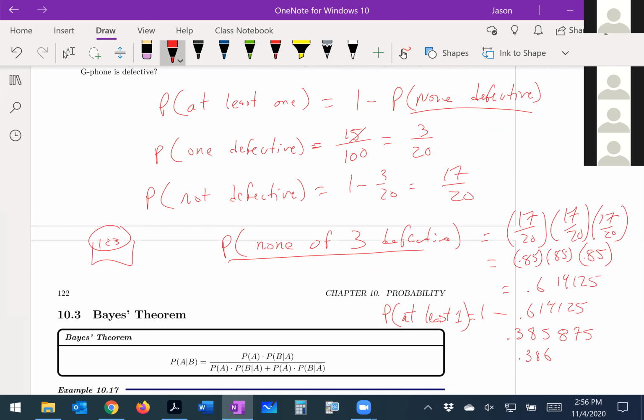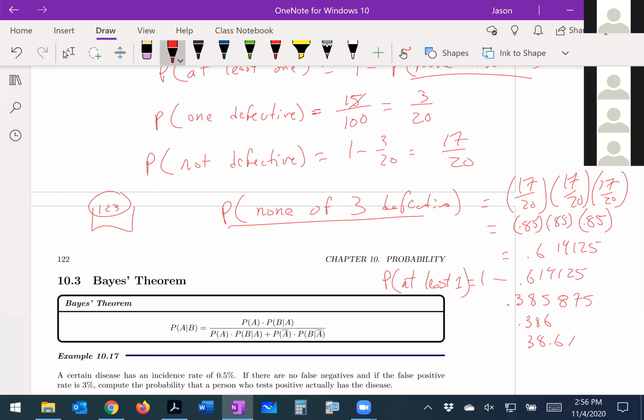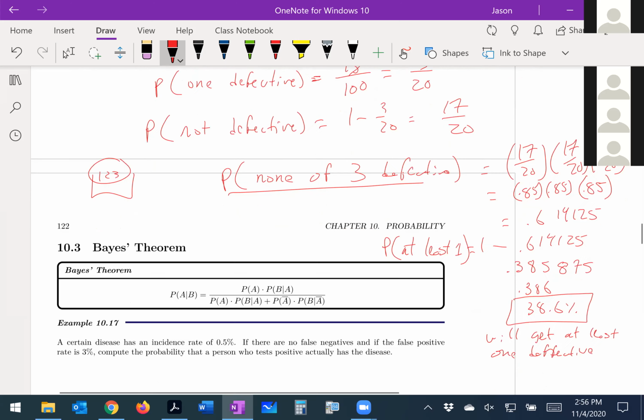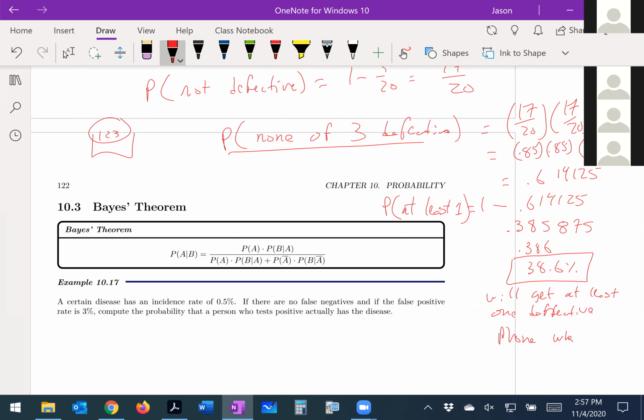Okay, or I can make it a percentage. So 38.6% of the time, I will get at least 1 defective phone when I test 3, because that's really what's happening here. They're testing these for defectiveness.